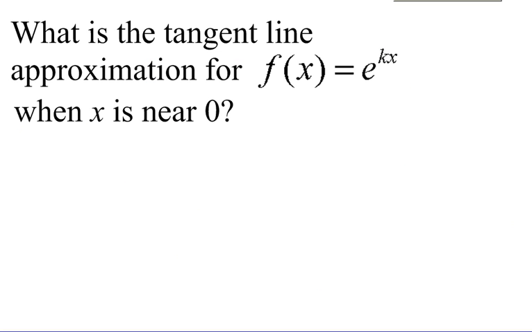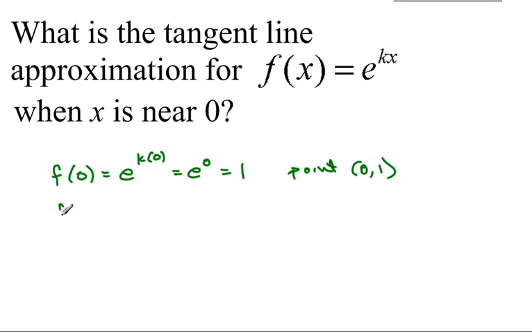All right, one last problem. Tangent line approximation for f of x equals e to the kx when x is near 0. We're going to have extra variables in this, but this does not frighten us at all. Just like before, we need to find our y-coordinate. So e to the k times 0 is going to be e to the 0, which is just 1. So we've got our point. Our point is (0, 1).